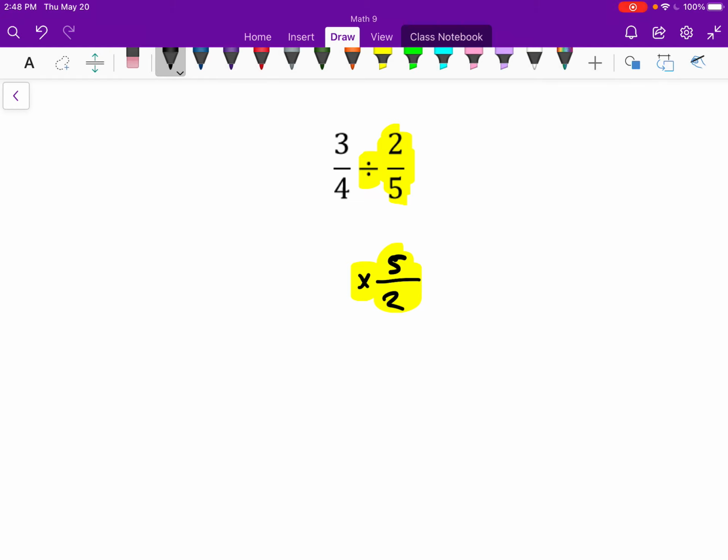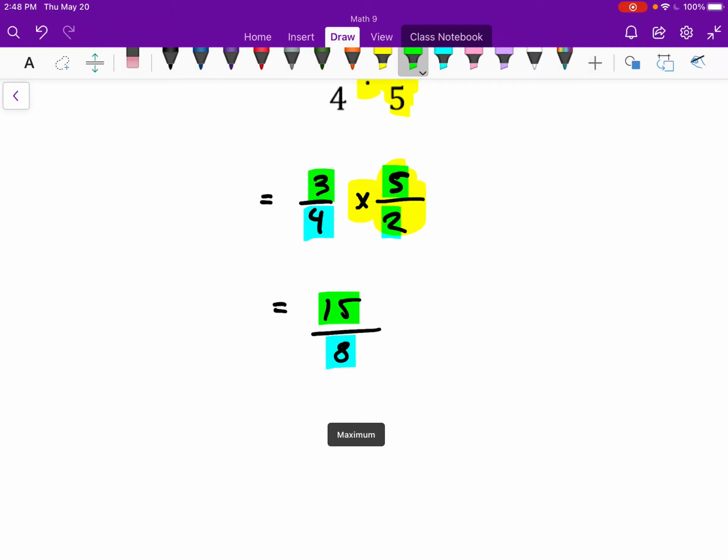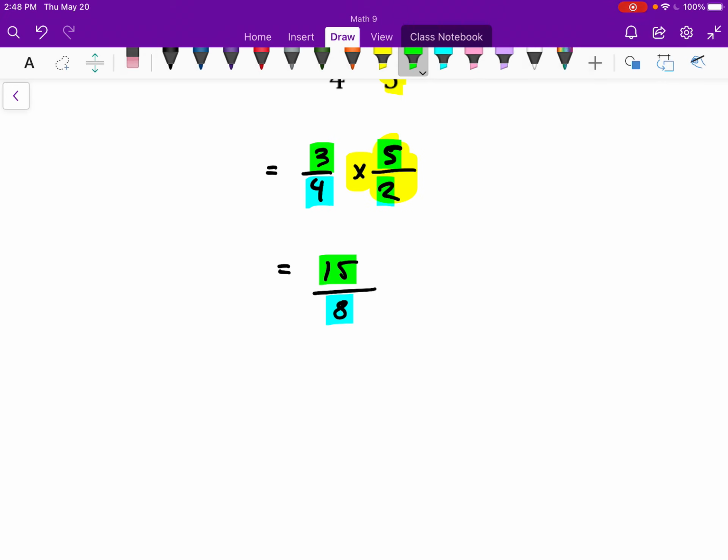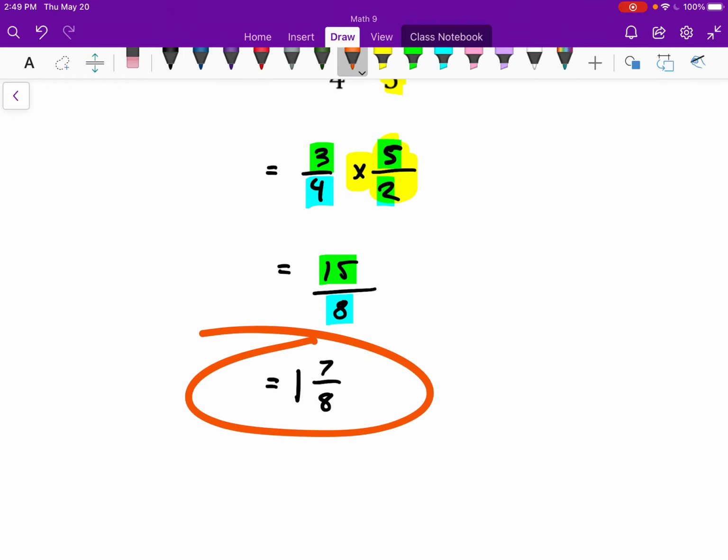So 3/4 divided by 2/5 is the same as 3/4 times 5/2. Now again, I just multiply my numerators together. 3 times 5 is 15. Multiply my denominators together. 4 times 2 is 8. In this case, my answer is in lowest terms. It's just an improper fraction, and so I really should change this to a mixed number. 8 goes into 15 once, almost twice, but not quite. 8 goes into 16 twice. So I can take 8 out of 15 once, and I have 7/8 left. That is the answer I really want us to stay with.